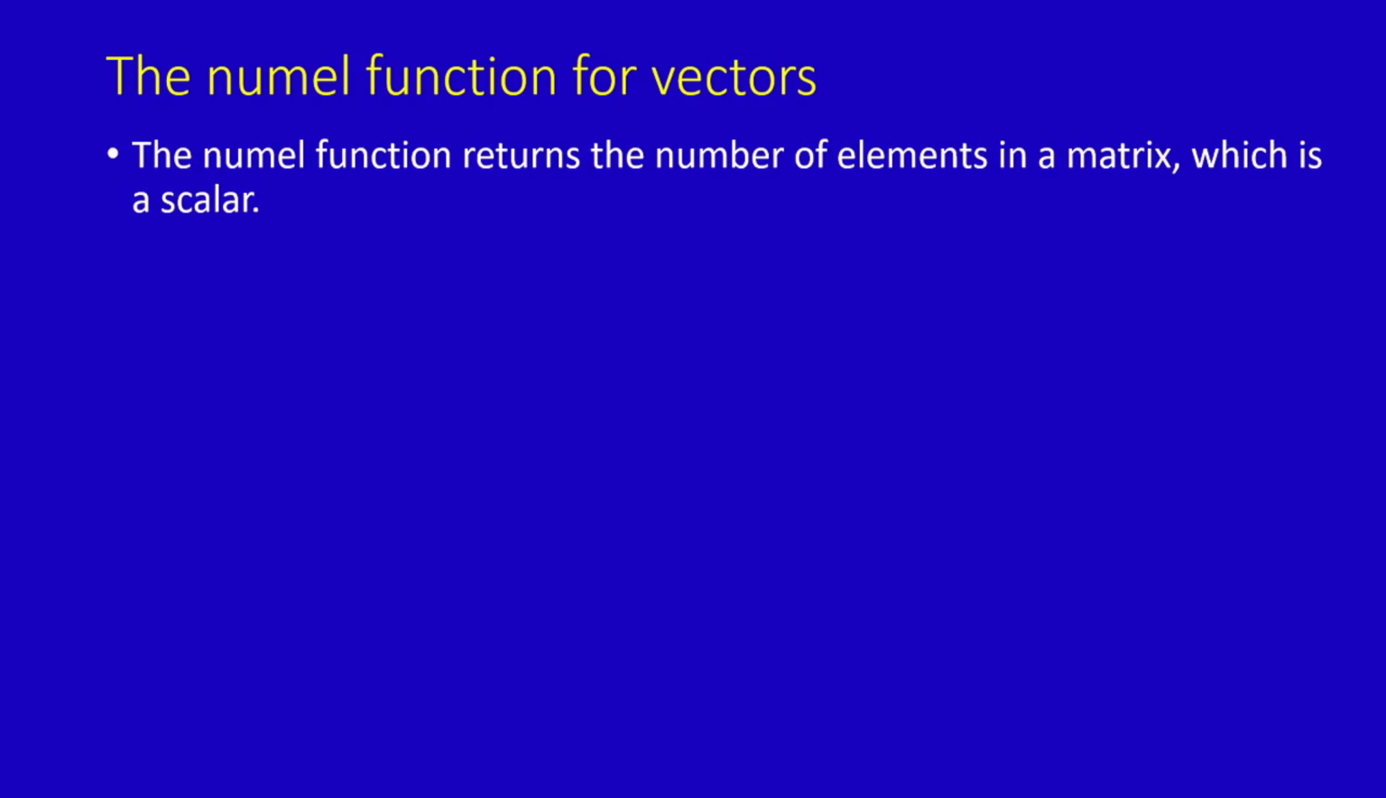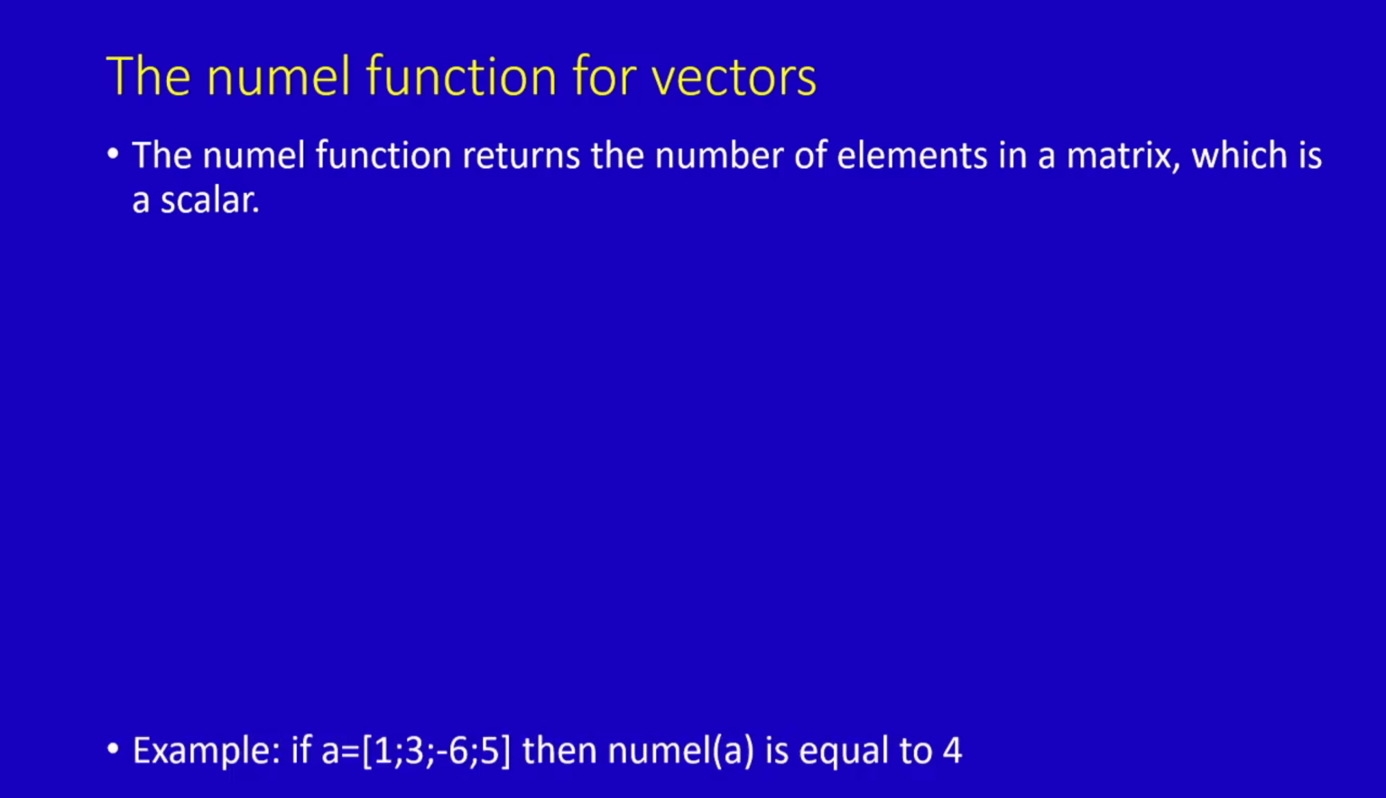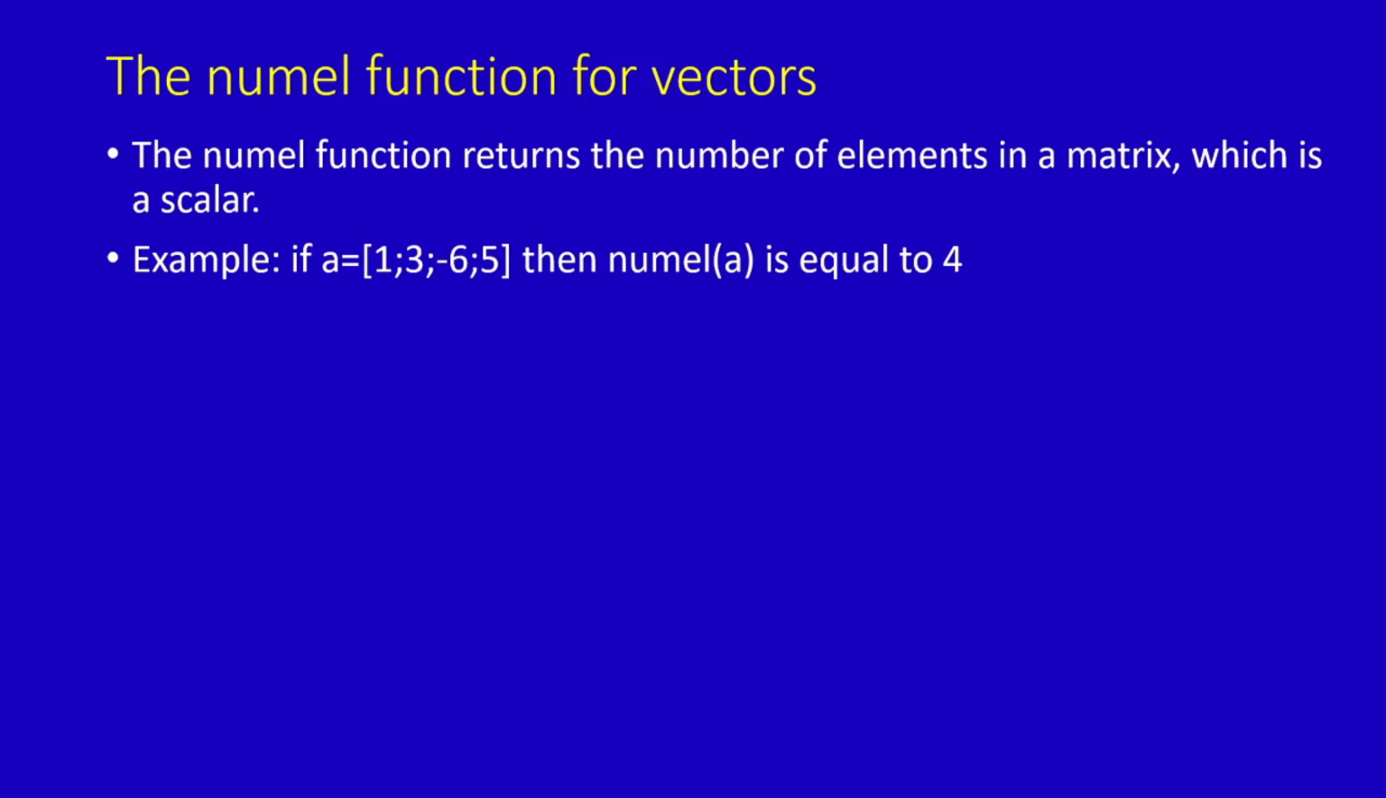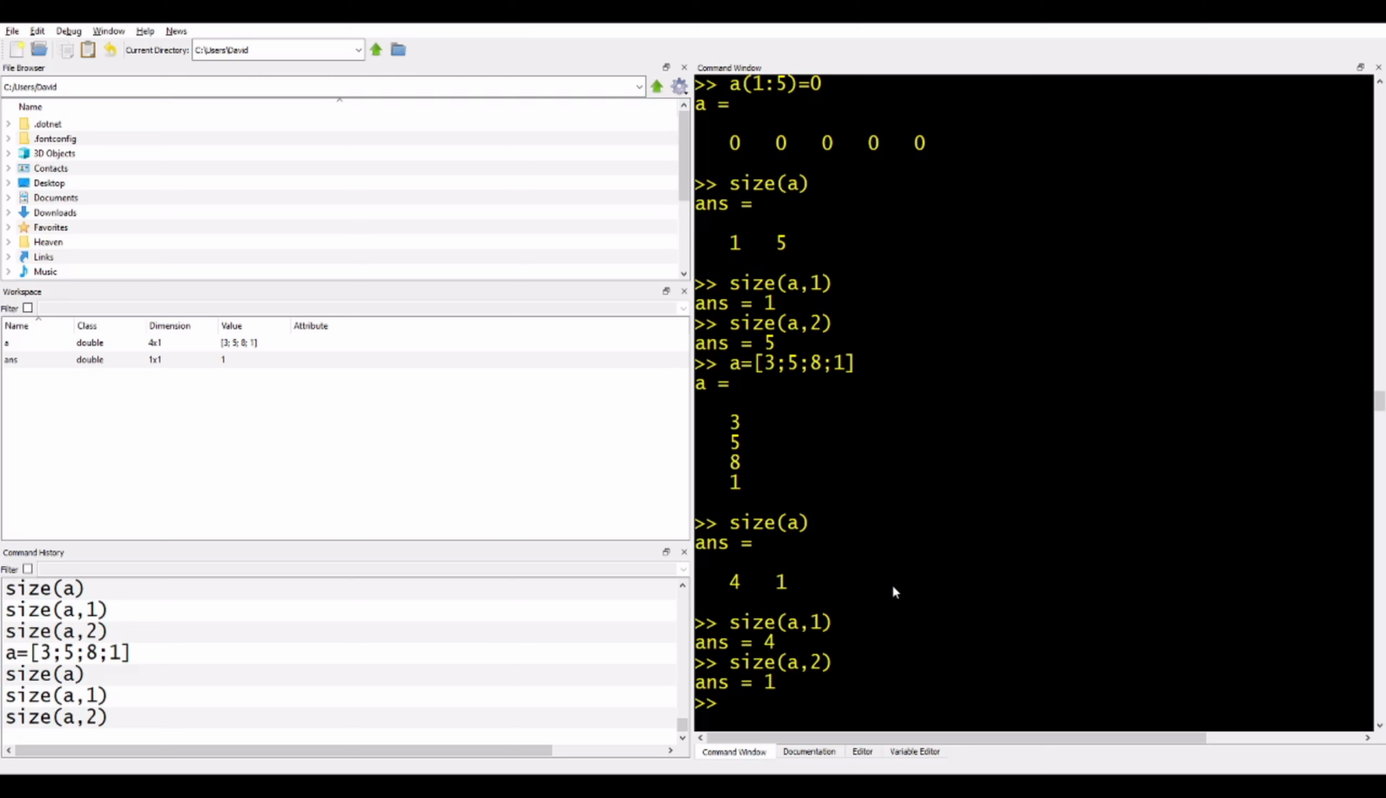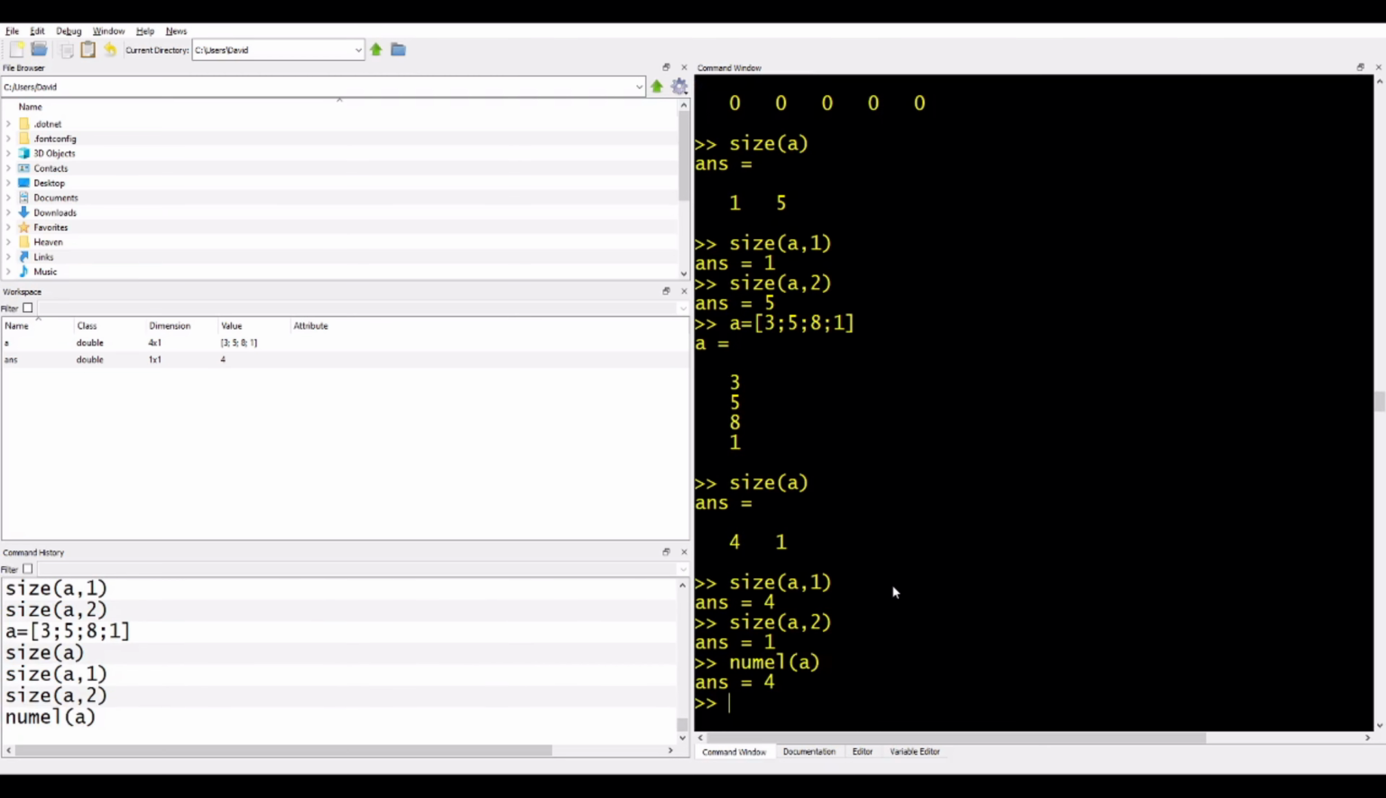The numel function stands for number of elements, and it returns the number of elements. So if it's a 2 by 2 matrix, it will return 4. If it's a 1 by 3 matrix, it will return 3, etc. So here's an example. Let's show how that works. We already have this vector A. Let's do numel A. And it returns the number of elements in the array.